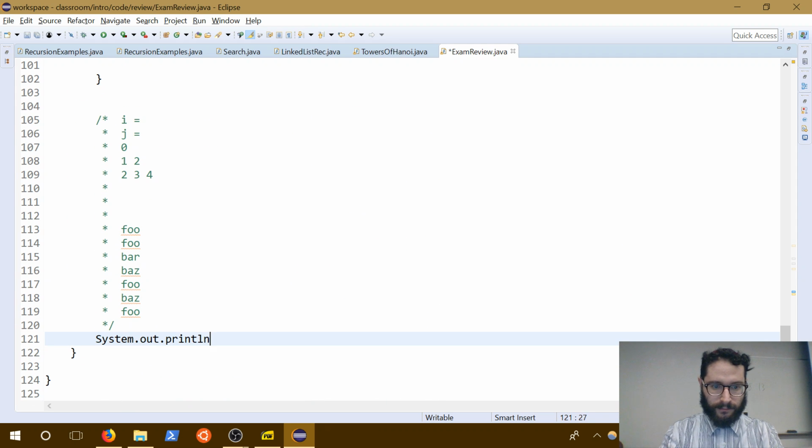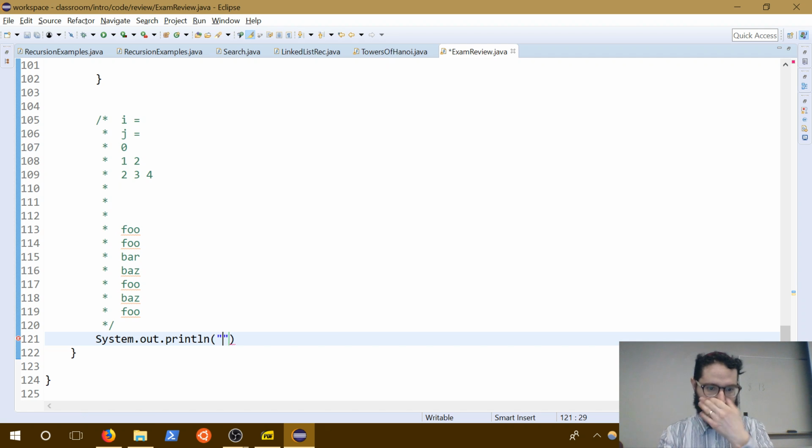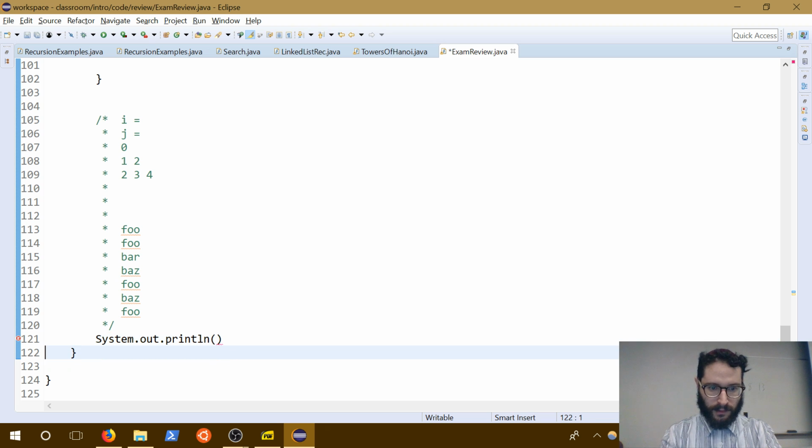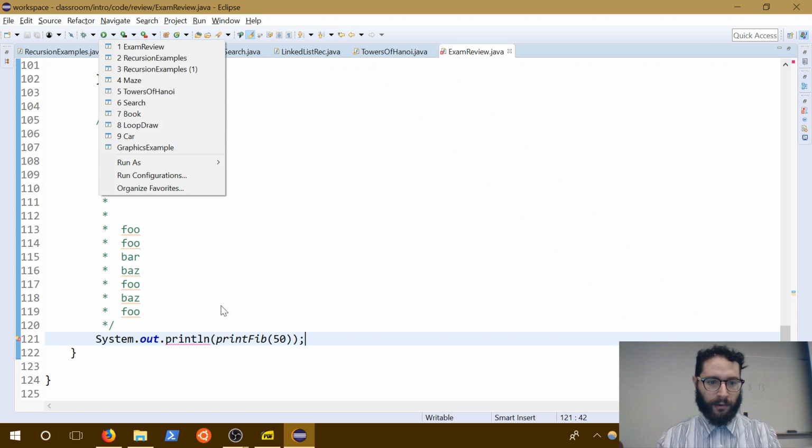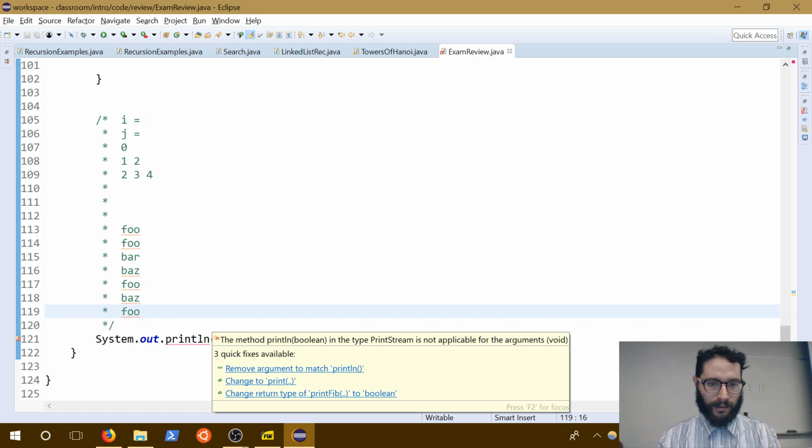System.out.println, printFib of 50. And then we're actually going to use this in the last 10 minutes of class to solve an even tougher problem, which I'll bring up on the board in a second.